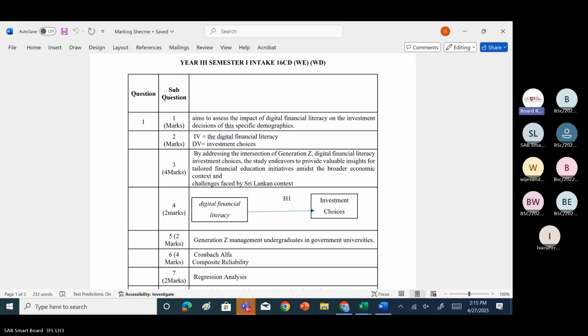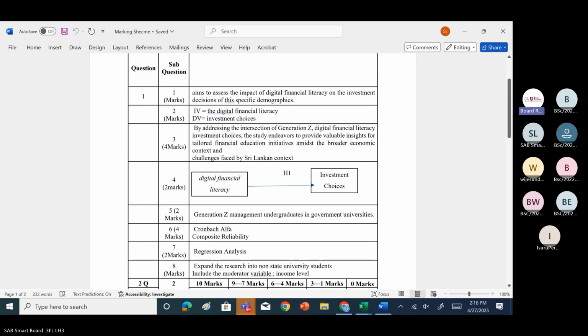So then, how many marks? 1 mark. Right? Question number 1, sub question number 1, 1 mark. Right? So here also the same mark, 1 mark. What is the second one? Identify the dependent and independent variable. So what is the independent variable?